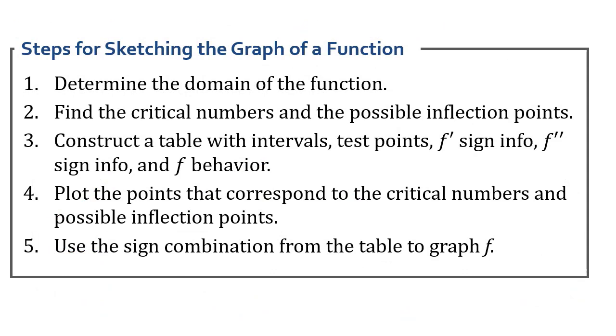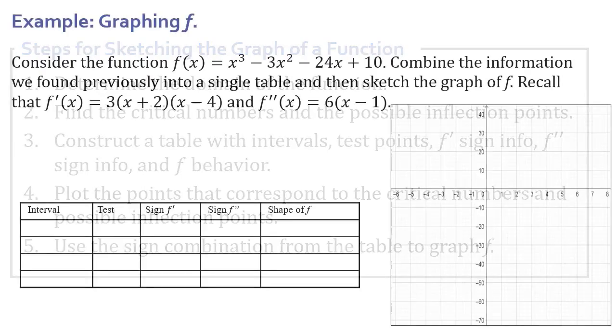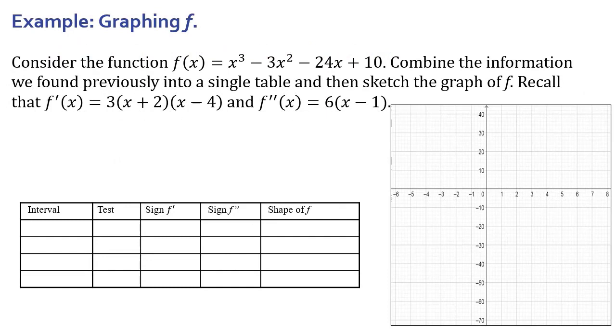Steps for sketching the graph of a function. First, determine the domain of the function. Second, find the critical numbers and the possible inflection points. Third, construct a table with intervals, test points, f prime sign info, f double prime sign info, and the behavior of the function. Plot the points that correspond to the critical numbers and possible inflection points. Use the sign combination from the table to graph f. Knowing these steps, let's go back and combine everything we found previously into a single table and then sketch the graph of f.